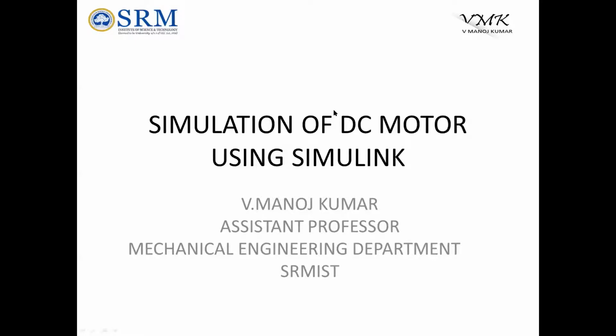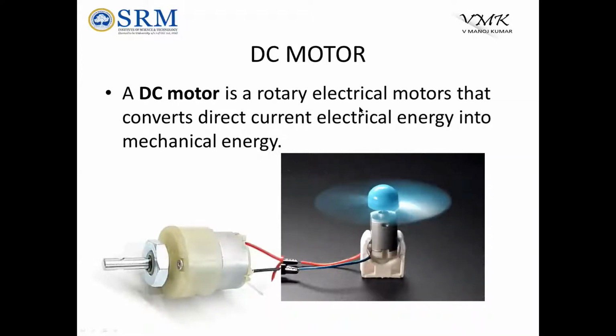Okay, so we'll start with today's topic on simulation of a DC motor using Simulink. What is a DC motor? A DC motor is a rotary electrical motor. It is an electromechanical system that converts direct current, that is electrical energy, into mechanical energy.